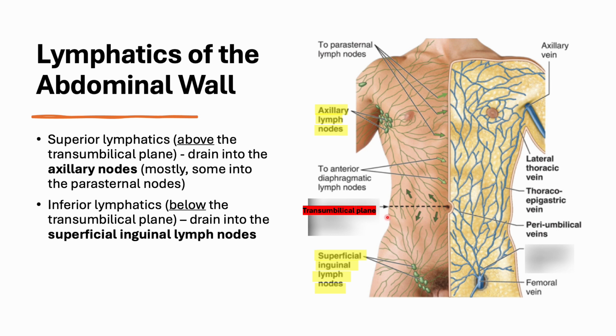If the lymphatics are located above the transumbilical plane, they drain mostly to the axillary lymph nodes. That being said, that's mostly. They can also drain to the parasternal lymph nodes, which are here. Para means side by side, and then the sternum. So that makes sense. And then the inferior lymphatics, if they are located below the transumbilical plane, would drain into the superficial inguinal lymph nodes right here.